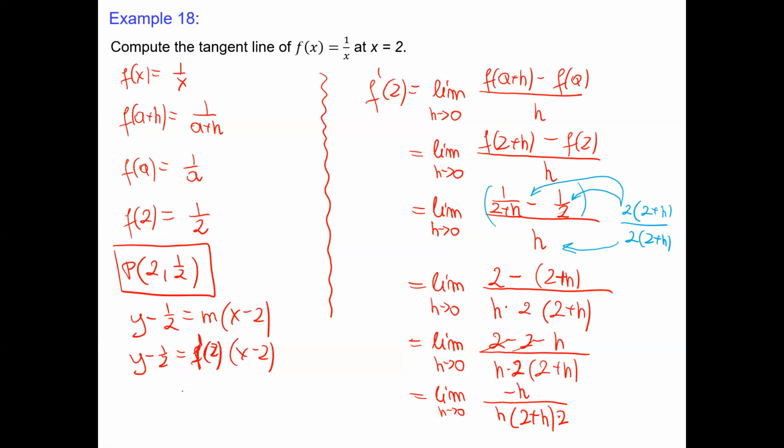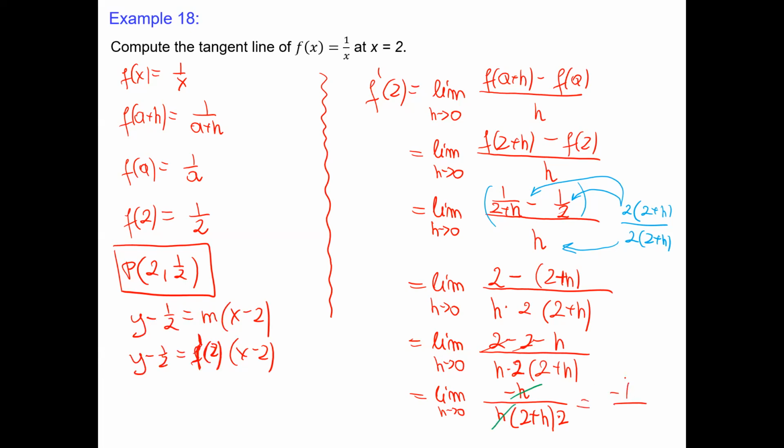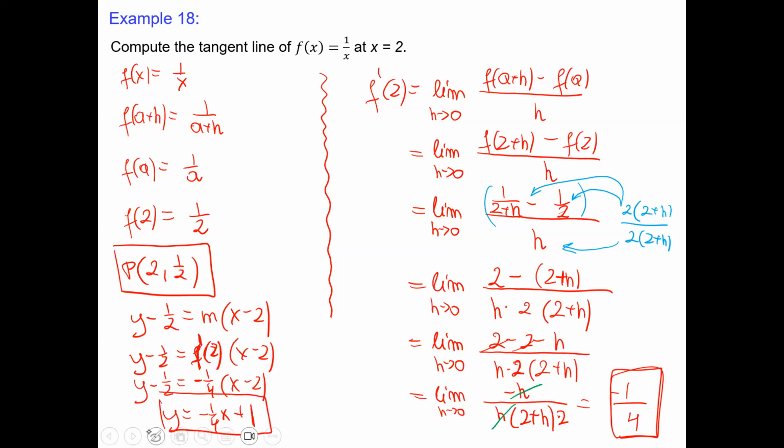Now the common h is ready. Let's use a different color to cancel it out. No more zeros in the denominator. Negative 1, and then h is 0. 2 times 2, negative 1/4. Negative 1/4. That's the slope. Let's put this negative 1/4 into the equation. When we distribute negative 1/4, negative 1/4 times negative 2 is positive half, and adding another half, plus 1. This is the equation of the tangent line.